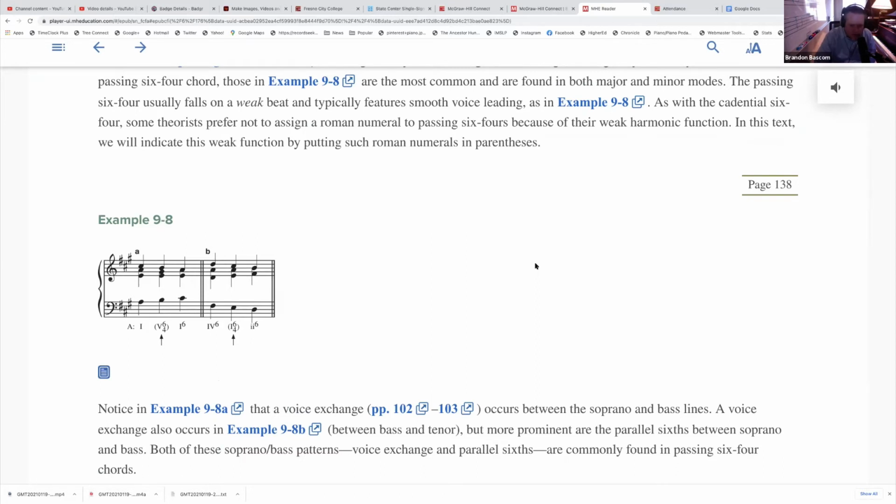What are they talking about? Where's the voice exchange? So it starts with the bass on A and the soprano on C, but it ends with the bass on C and the soprano on A. Is that it?